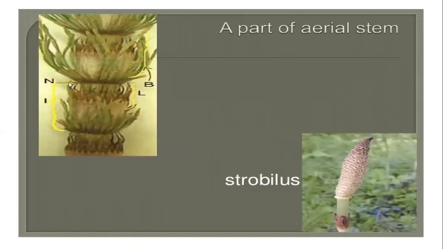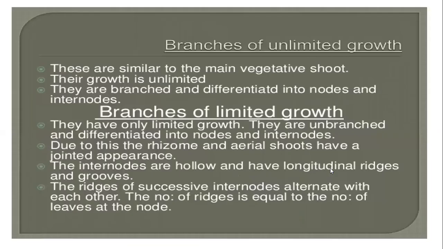So this is the nodal region. Okay, and these are the scale leaves. And this is the strobilus. At the time of reproduction, you can see this is a cone or the strobilus. Now, the branches of unlimited growth are similar to the vegetative shoot. They grow unlimitedly and are divided into nodes and internodes. Whereas the branches of limited growth have only a limited growth. They grow only up to a certain period of time. And they are unbranched.